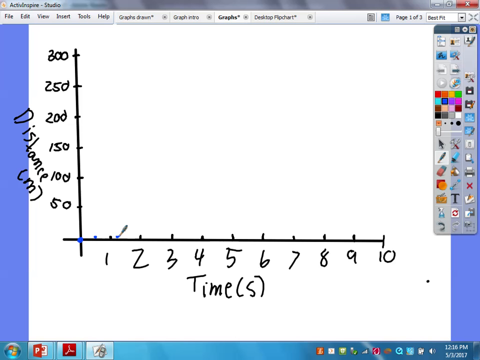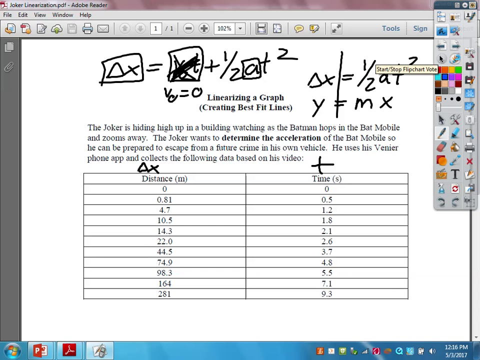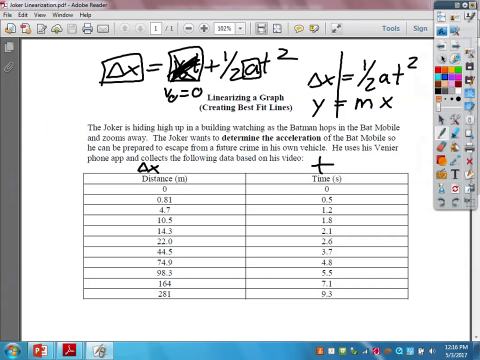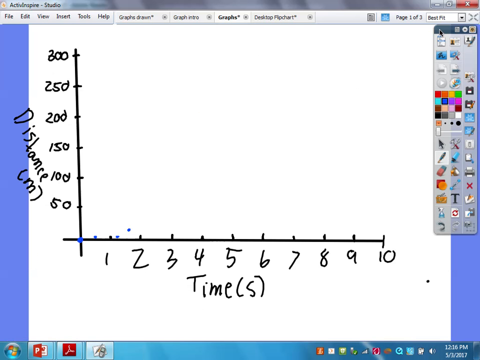You'll see how this forms after some time. The beginning is very important, so take your time with it. Next, 1.8 and 10.5. Now I'm finally raising up a little bit. Next one, 2.1 and 14.3. Still not that much higher.